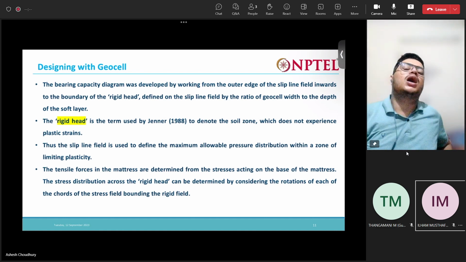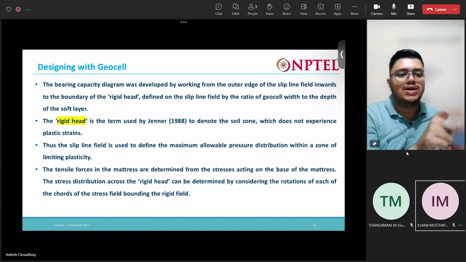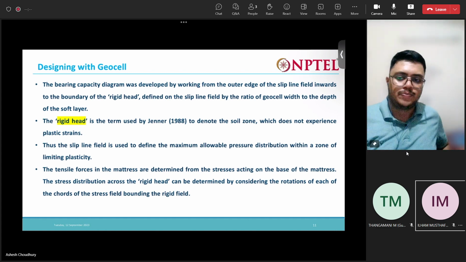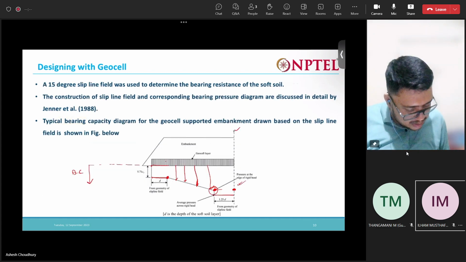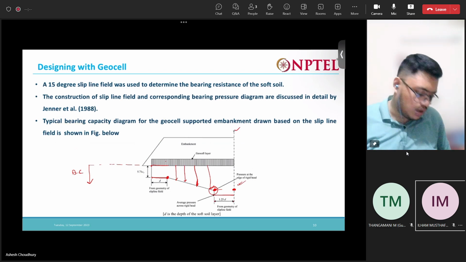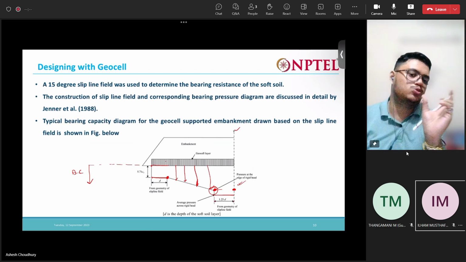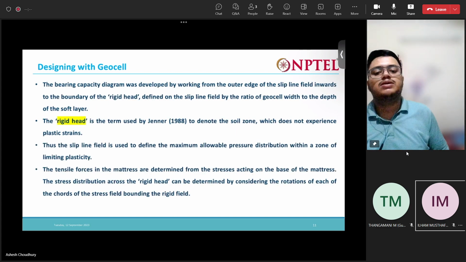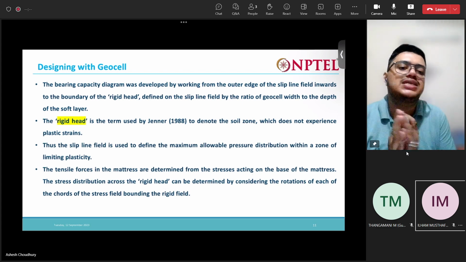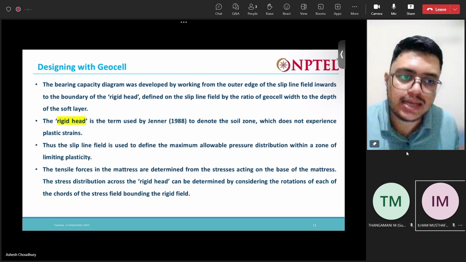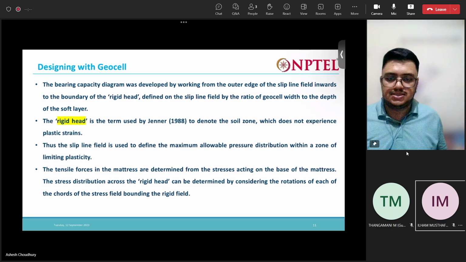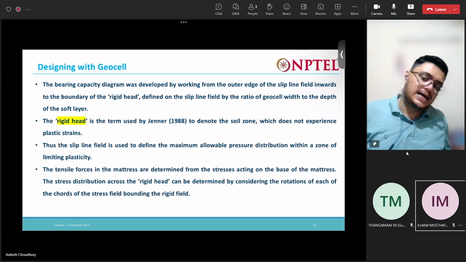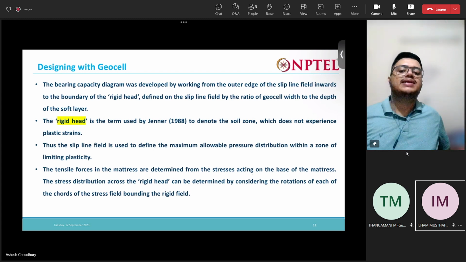Taking the symmetry, the rigid head will come at the center. From here to here, we have the rigid head of 1.25 D width. Rigid head is where the soil does not experience plastic strains. Thus, the slip line field is used to define the maximum allowable pressure distribution within a zone of limited plasticity.